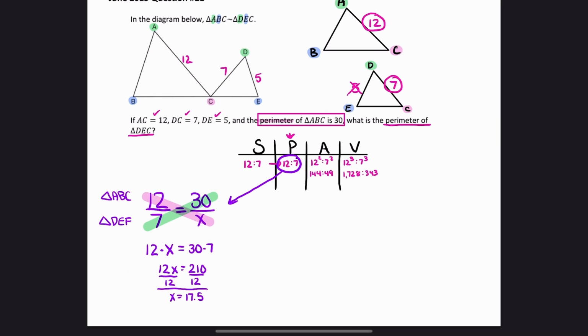So that means that my answer here is 17.5. If you take a look back at this Regents, this question was multiple choice, so you'll feel a little bit better about picking your answer. But you should check to make sure it's reasonable, right? My original triangle was 30. This is 17.5. It's getting smaller.